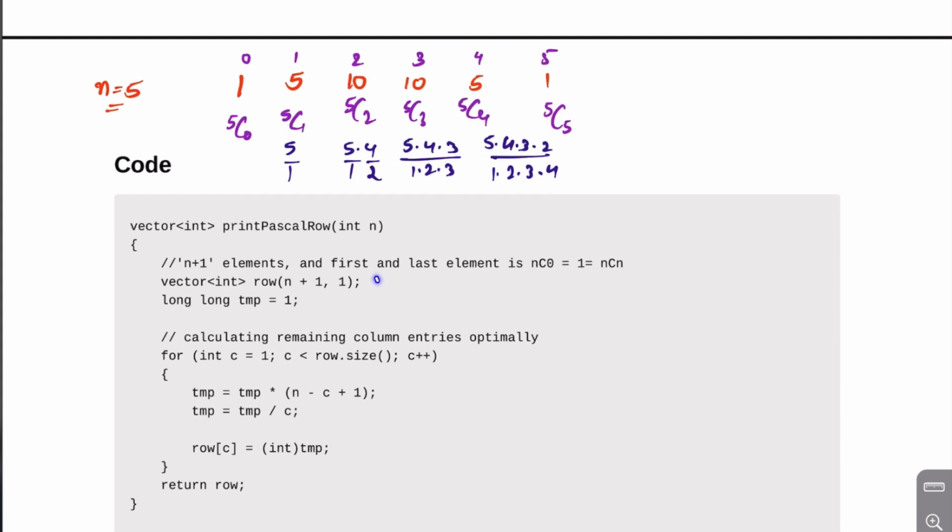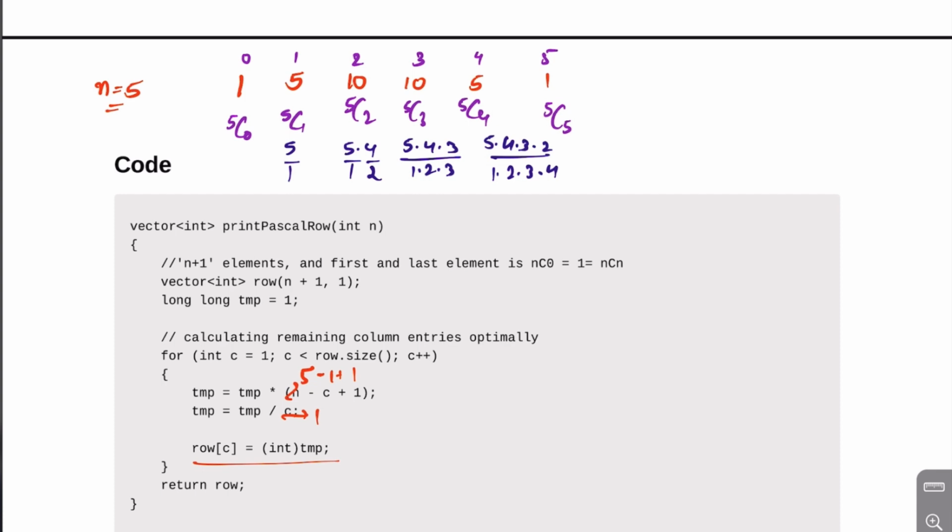Okay, so where was I? I initialized the answer, and basically this is 1, right? So you can say the first entry was 1. Now I'm going to start calculating from here. How am I going to do it? I have to multiply it with 5 and then divide by 1. So I want this first entry to be multiplied with n minus 1 plus 1. So basically, this was 5 minus 1 plus 1, divided by c. This is 1, okay, and add it to the answer.